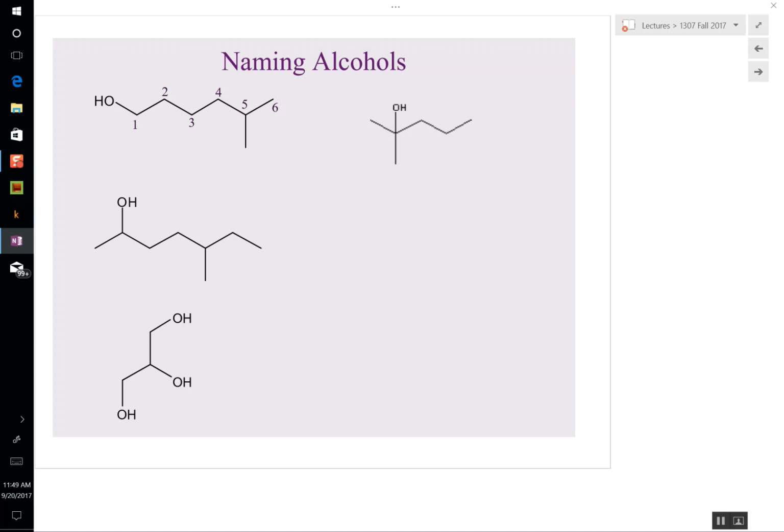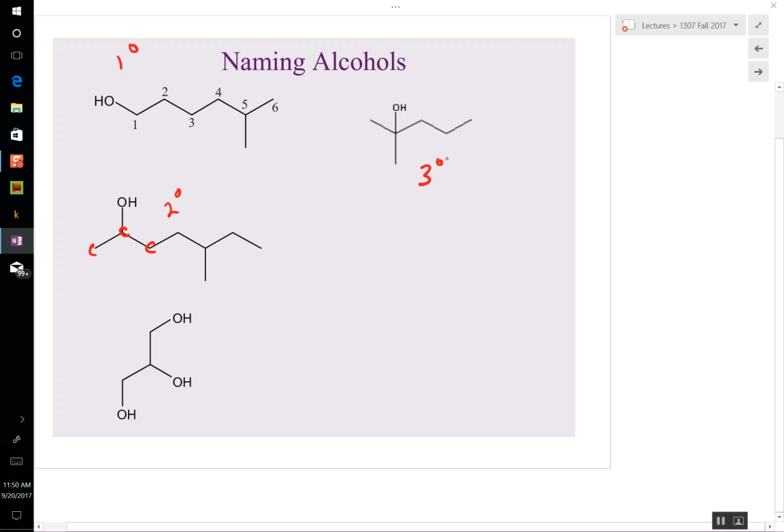Okay, this top one. Primary. So it's on the end. There's carbon number 1. It has only 1 carbon attached to it. So this is a primary. This one. Secondary. Here's your carbon. And there's a carbon here and a carbon there. So that is a secondary. And this one? Tertiary. We've got a methyl group coming down here. We've got a carbon coming off of there and a carbon coming off the other side. So that's a tertiary.